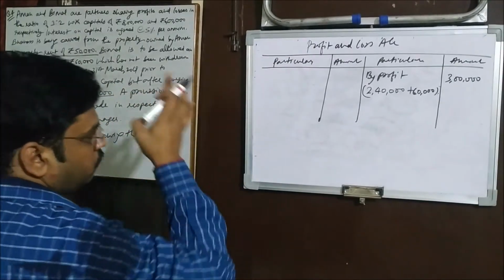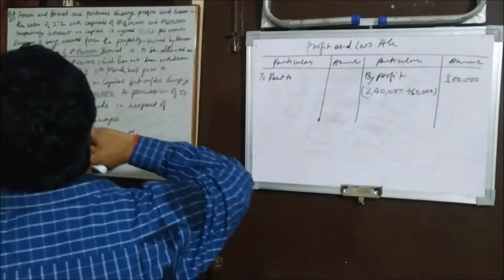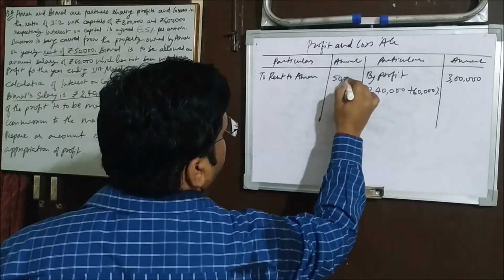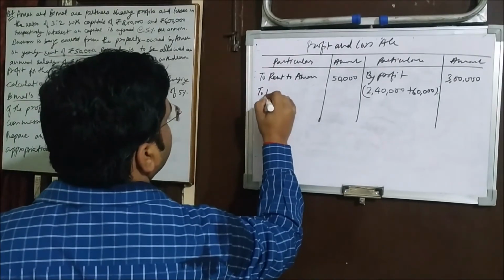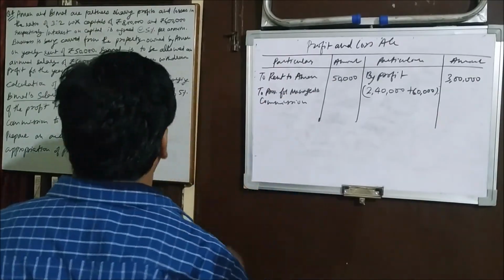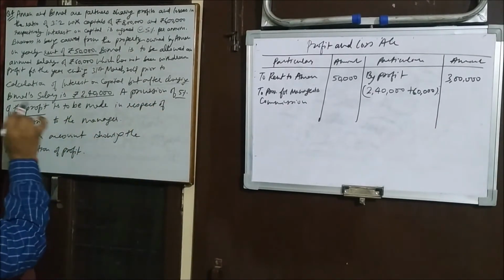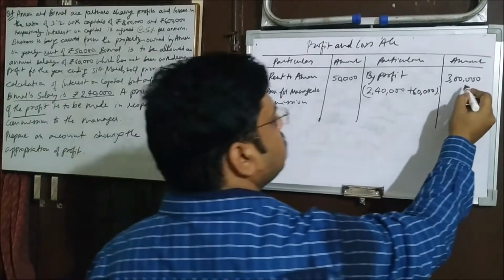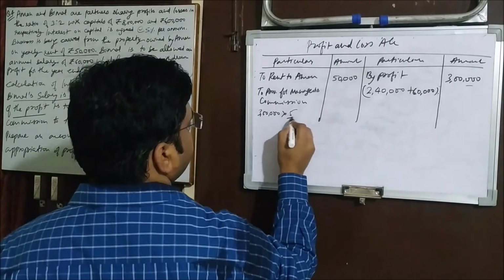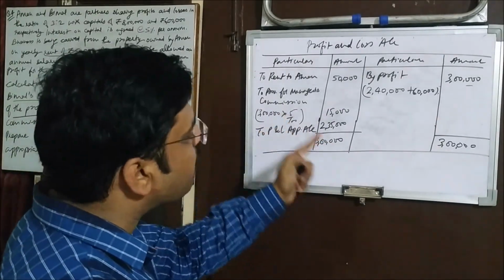Now out of this 3 lakh, we need to pay rent. Rent to whom? Aman. How much? 50,000, the yearly rent of 50,000, the entire amount. Then the provision for manager's commission. See what point is given here: a provision of 5% of the profit is to be made. So what is the amount of profit? That is 3 lakh. So we'll give commission on 3 lakh, 5%, that is 15,000. So this 2,35,000 will be transferred to the profit and loss appropriation account.